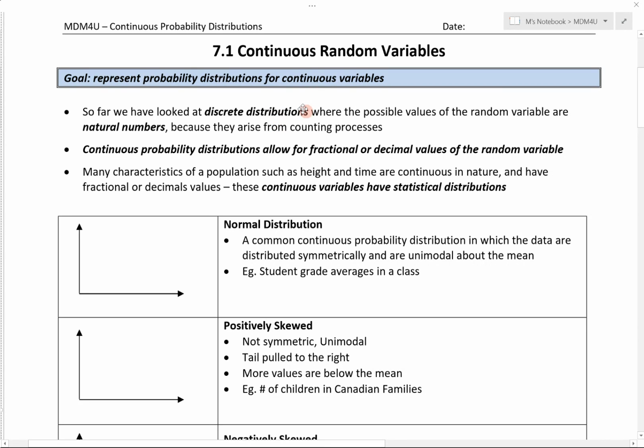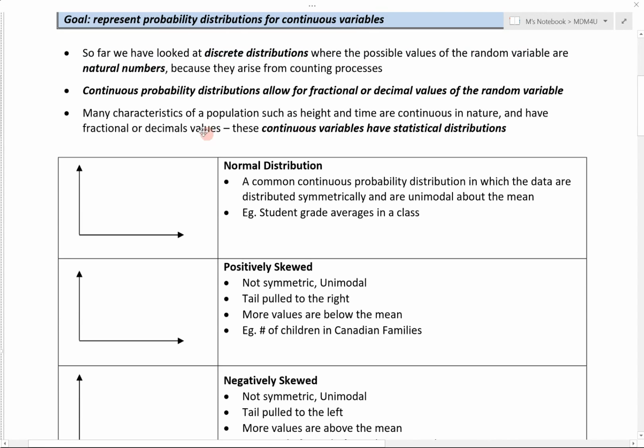So they have certain characteristics. I'm going to look at different kinds of continuous random variables here to start off with. But just before I do, I want to explain some examples of continuous variables, such as height or time, because time could be measured in fractions of a second. So we consider these kinds of variables to be continuous. So anything with a fraction or decimal value would be a continuous variable.